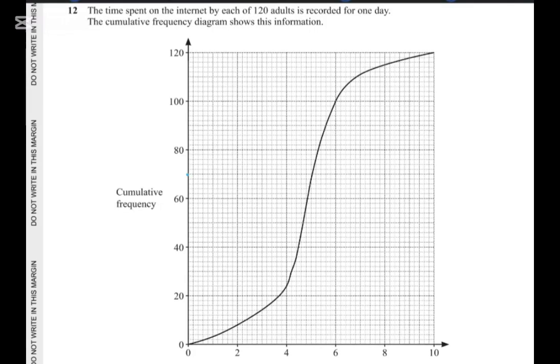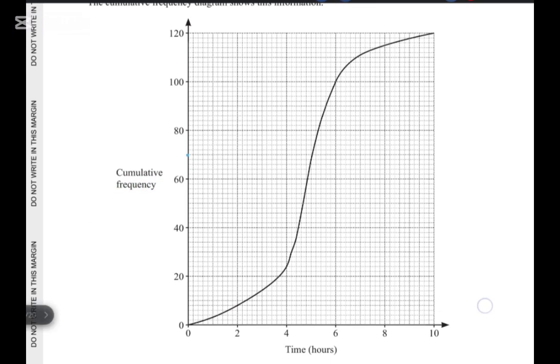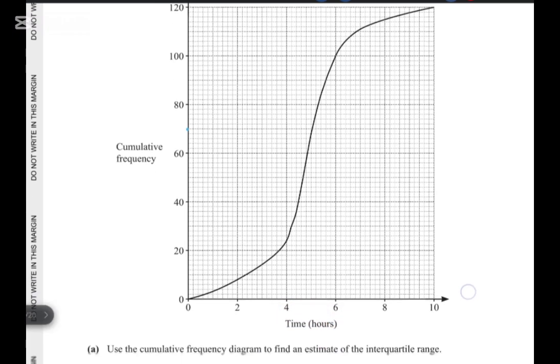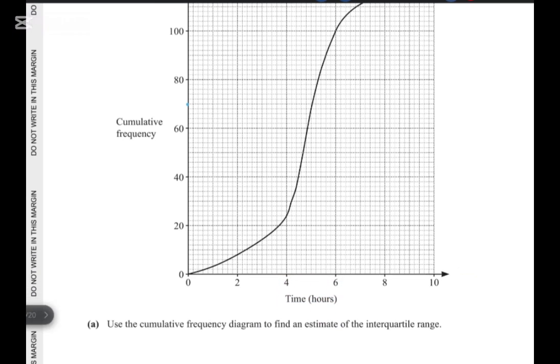Question number 12. The time spent on the internet by each of 120 adults is recorded for 1 day. The time spent is recorded for 120 adults on this graph. The cumulative frequency diagram is shown in this information, with cumulative frequency on the vertical axis and time in hours on the horizontal axis. Now what they are asking is, use the cumulative frequency diagram to find an estimate of the interquartile range.